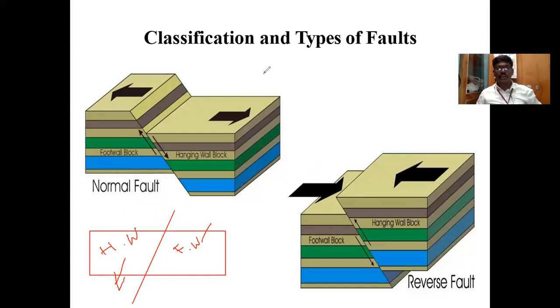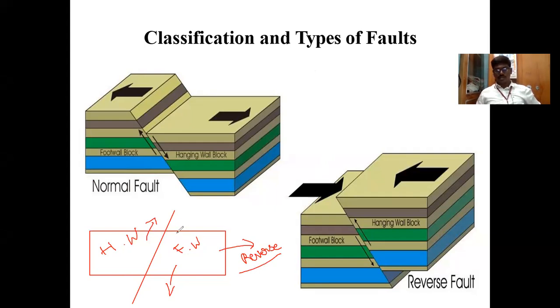If I take the hanging wall or the foot wall as a reference, if the hanging wall is moving upward and the foot wall is moving downward, then we say it is a reverse fault. So this is another classification based upon the relative movement of foot wall and hanging wall.